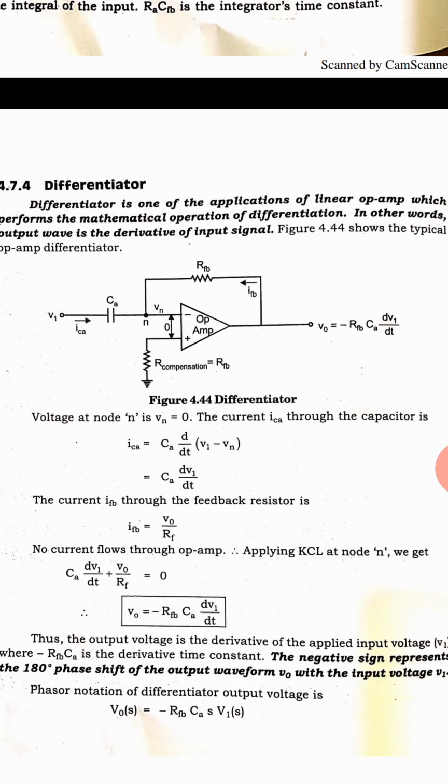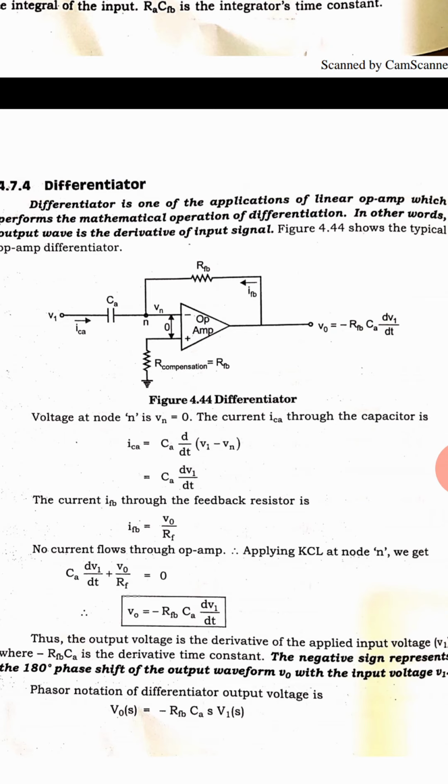Here also I am going to calculate the incoming current and outgoing current separately and add them. The incoming current, the current flowing through the capacitance, is C into dV by dt. The voltage is V1 minus Vn, and Vn is 0 because the non-inverting terminal is connected to ground potential. So we have C into dV1 by dt, and the current through the feedback resistance is V0 by Rf. Applying the KCL at this node, C into dV1 by dt plus V0 by Rf is equal to 0.